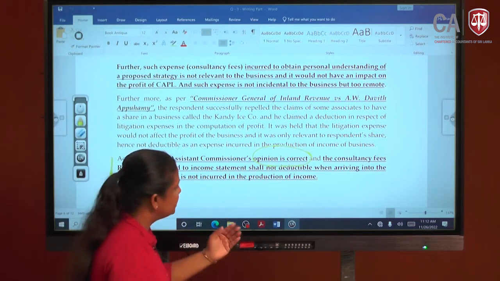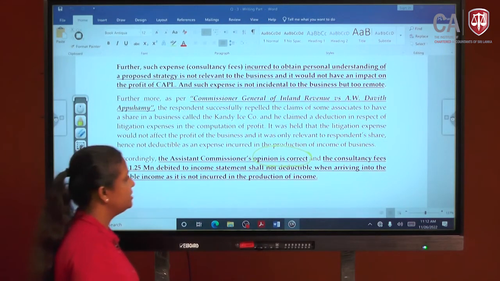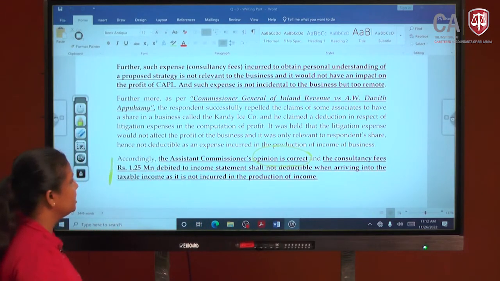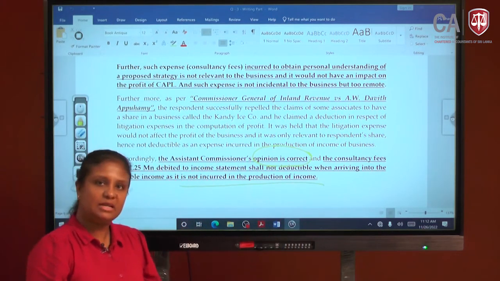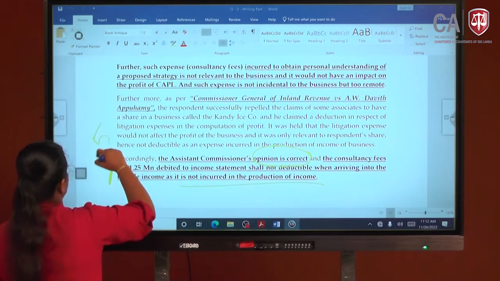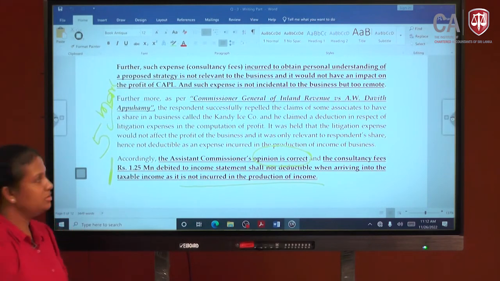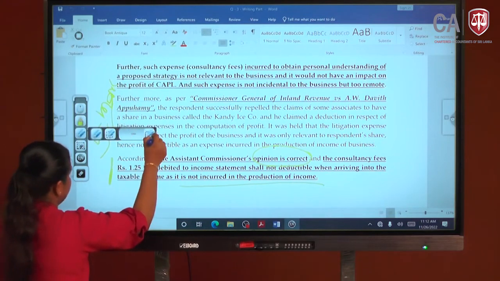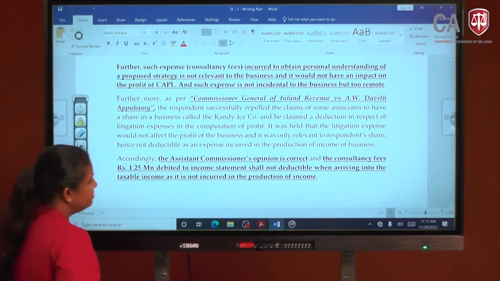Then the consultancy fee of rupees 1.25 million debited to the income statement shall not be deductible when arriving at the taxable income, as it is not incurred for the production of income. Clear? For this 5 marks, if you write like this, the entire 5 marks is awarded to you. Okay? Then it is the end of the discussion of this 5 marks question. Then, okay, let me come to the next.